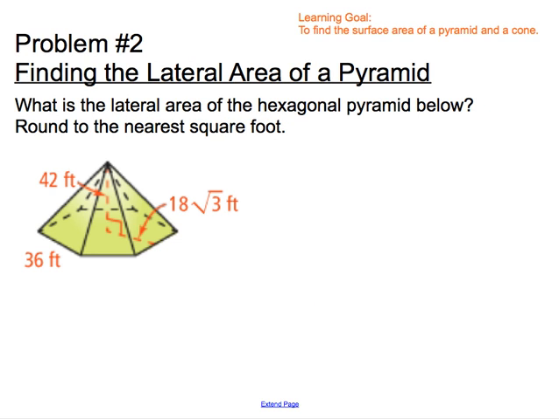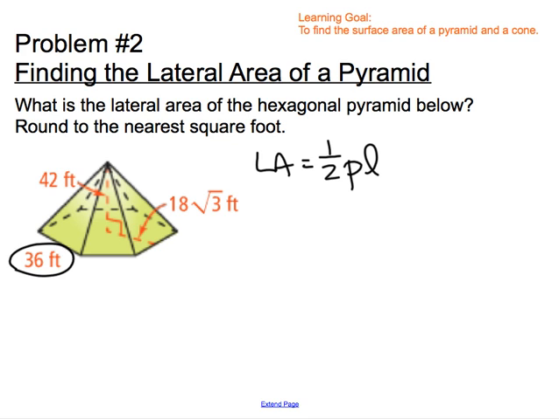Question number 2 asks us to find the lateral area of a given pyramid. It says, what is the lateral area of the hexagonal pyramid below? And we want to round to the nearest square foot. Well, as we recall, the formula for lateral area is 1/2 the perimeter of the base times the slant height.